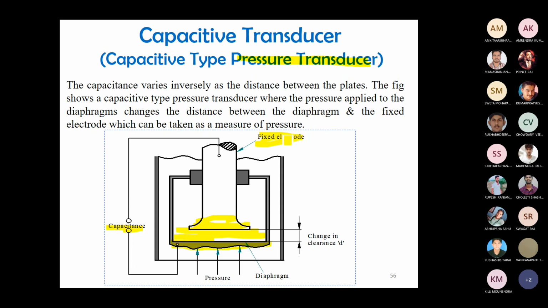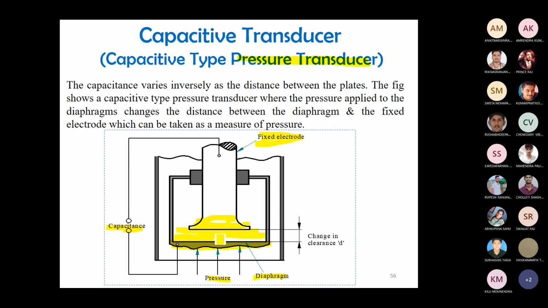Below is the diaphragm membrane. Here, when you apply pressure force, automatically the membrane vibrates. If it vibrates, its upper surface will be changing. Due to pressure the membrane is deformed. If it is deformed, automatically the gap between the two plates also changes.